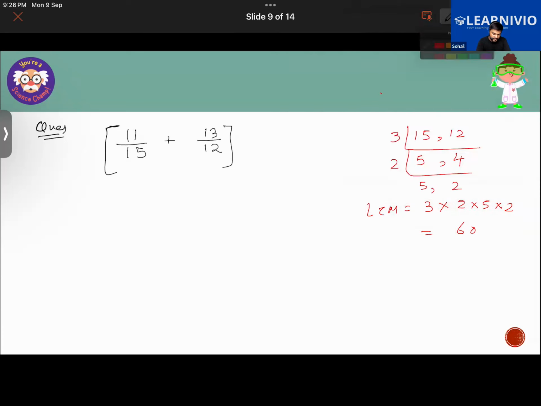Wait, do we have to multiply or add? Okay, see, let me help you out. 11 upon 15, you have to multiply it with such a number so that the denominator becomes 60. Do we have to multiply? Of course, upon multiplication only, we'll be getting a bigger number. And that is 13 upon 12, so with what number should it be multiplied so that the denominator is 60? And guys, do it quickly as the next class will be starting in a few minutes.